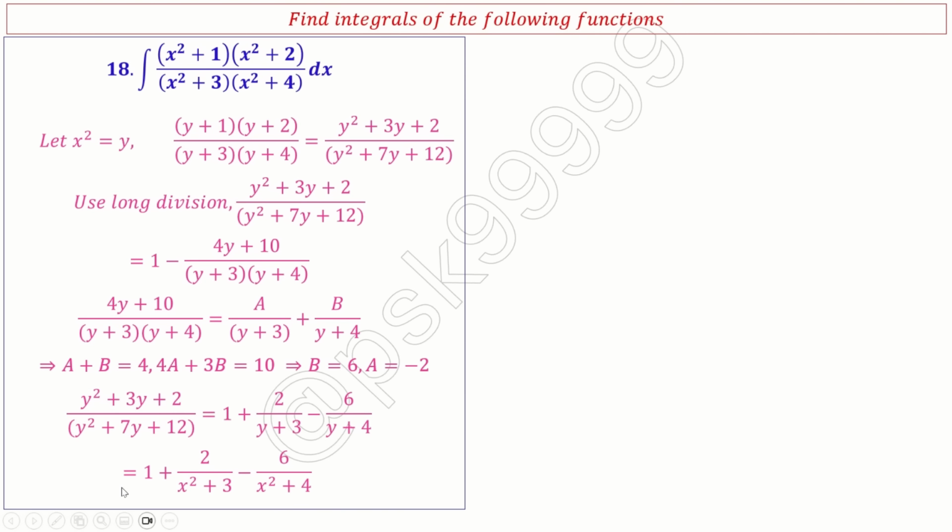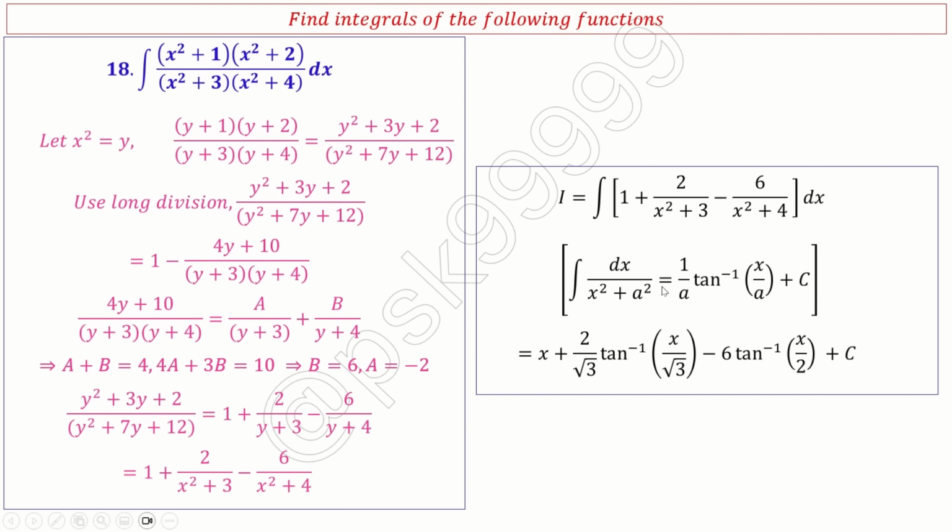Now this is in the form of standard integrations which we know. So the integration of 1 is x, the integration of 2 by x square plus 3 is 2 by root 3 into tan inverse of x by square root of 3, minus 6 times tan inverse of x by 2. So this is the final answer. Okay, next.